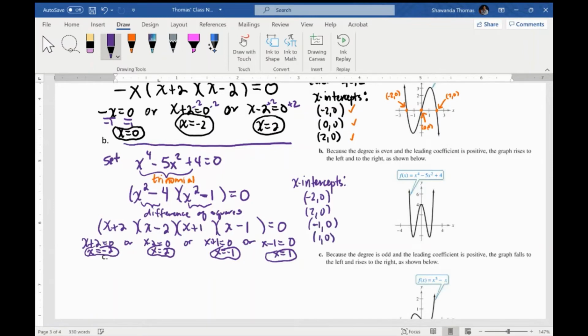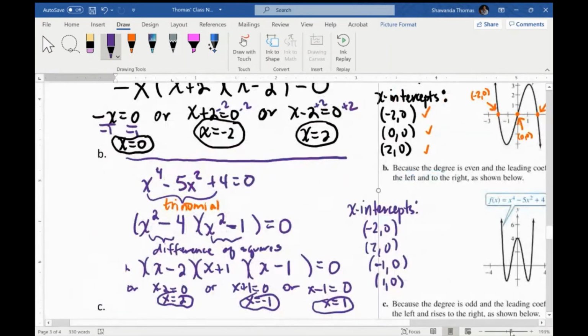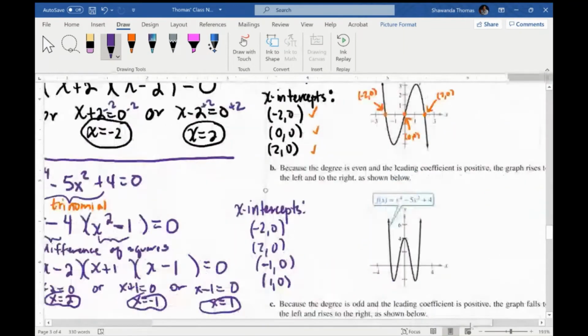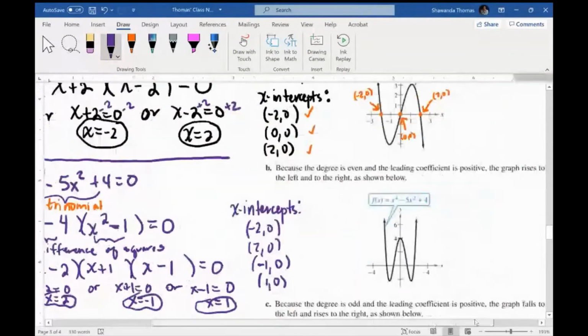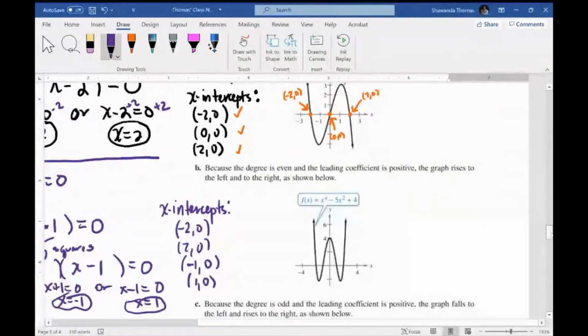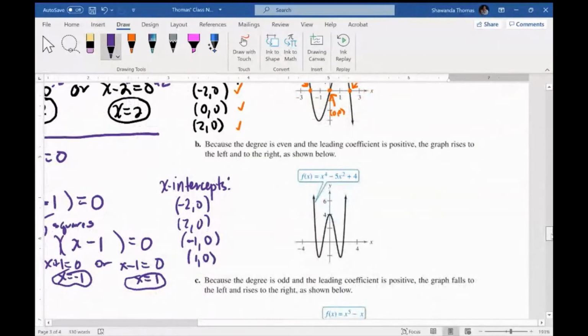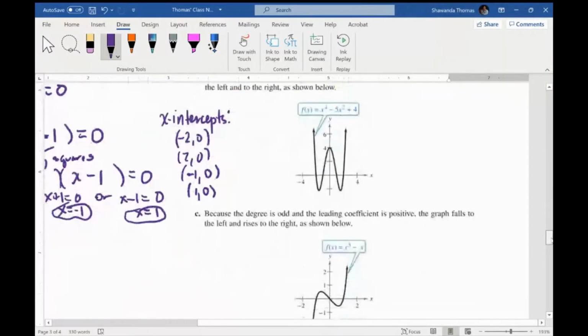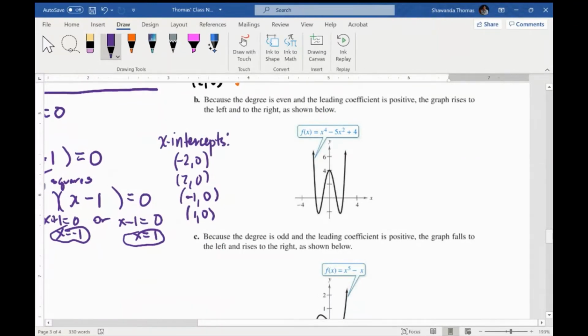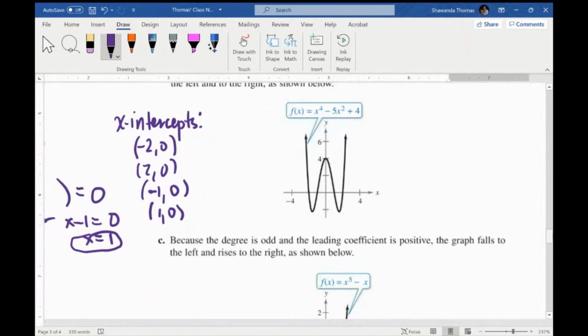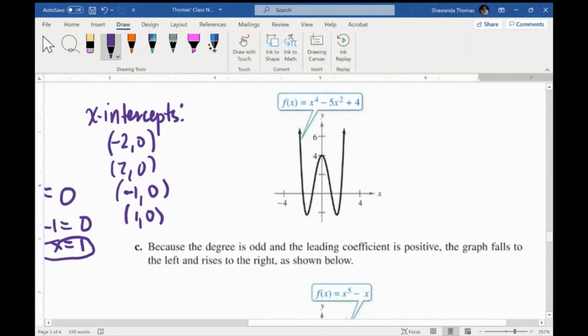All right, let's blow up the graph. The graph is on the right. I'm going to enlarge it. Notice it's an even degree, so it's going to resemble the shape of a parabola, but obviously there's a lot more going on because we have a higher degree function than to the second power. Notice the leading coefficient is positive, so both ends are rising at the same time.